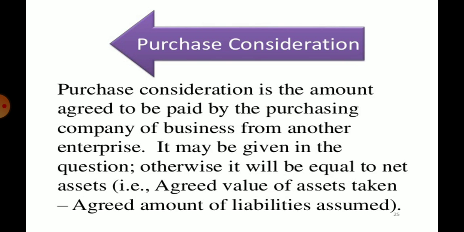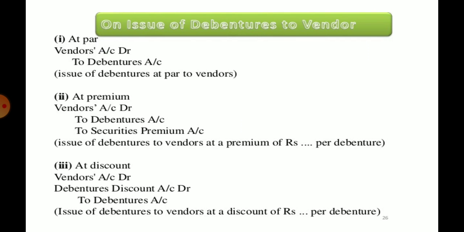Okay. Purchase consideration is the amount agreed to be paid by the purchasing company of the business to another enterprise. It may be given in the question, otherwise it will be equal to the net asset. Right? Agreed value of assets taken, less agreed amount of liability assumed. On the issue of debenture to the vendor: at par, vendor to debenture; at premium, vendor to debenture, to securities premium; or at discount, vendor, discount on issue of debenture to debenture.